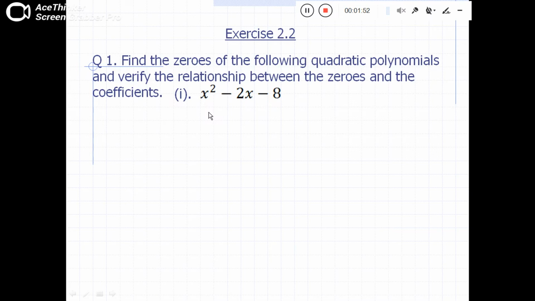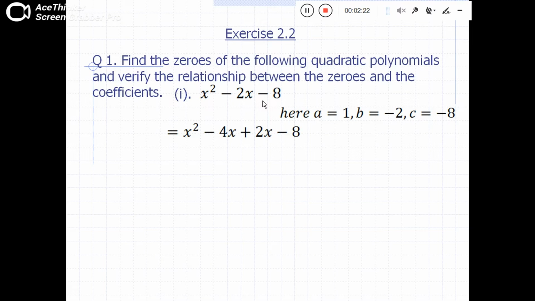So let us compare this quadratic polynomial with ax square plus bx plus c. You will get the value of a, b and c separately. So a is the coefficient of x square, which is 1, b is the coefficient of x, which is minus 2, so c is equal to the constant term, which is minus 8. So we got the value of a, b and c.